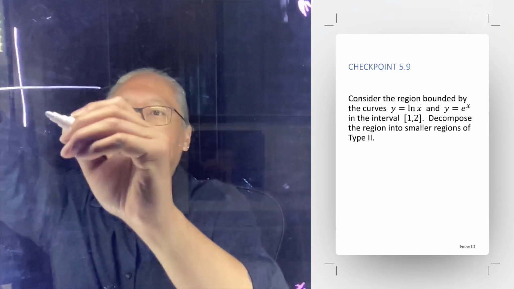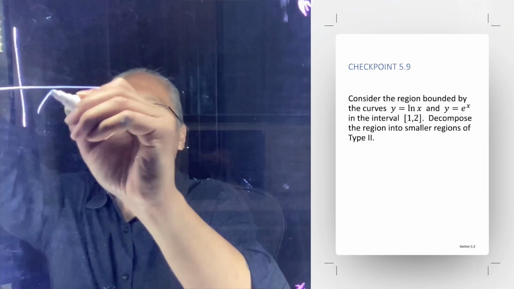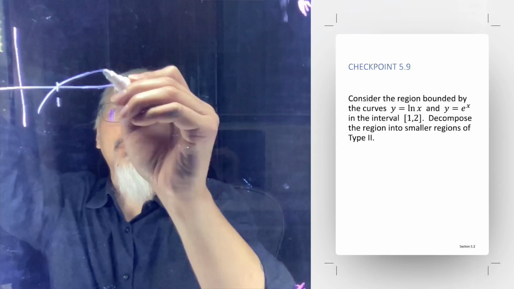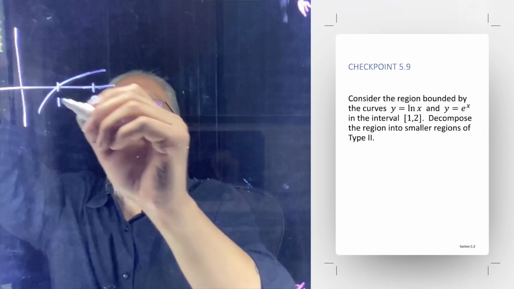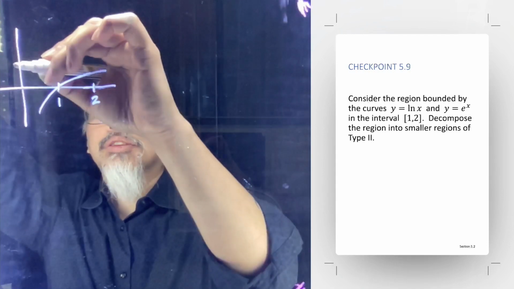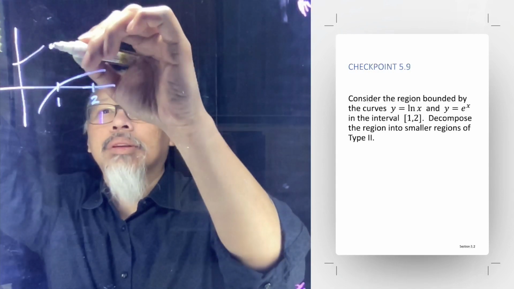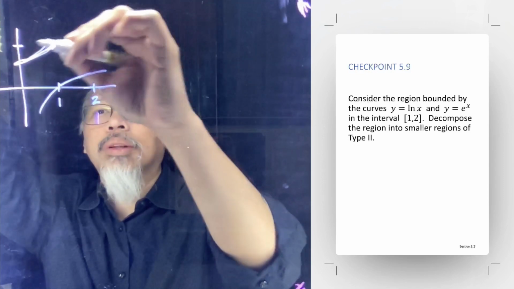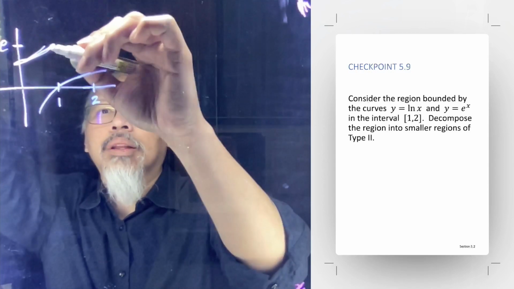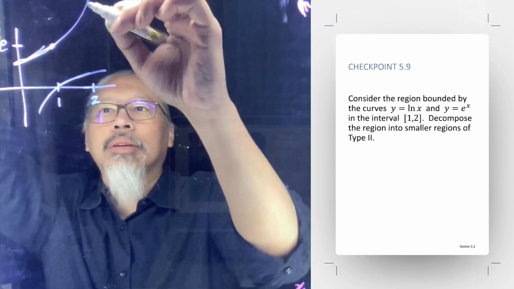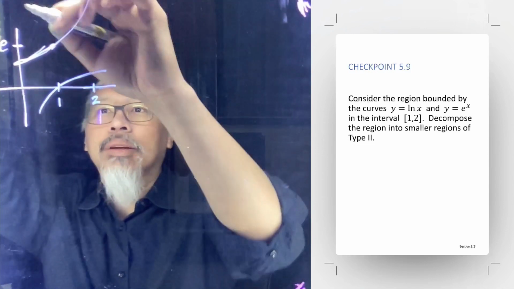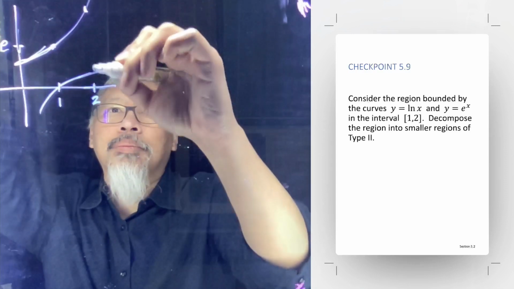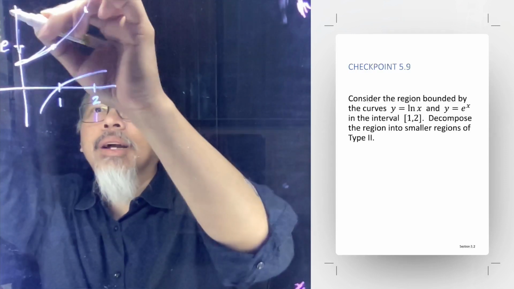We have an ln function that looks something like this. It hits here at 1, and I suppose this could be 2 over here. And then the exponential function starts at 1, and when x is equal to 1, this is e, and then it goes up, e squared goes pretty high up there. Let's just draw it up to here. Could be higher.